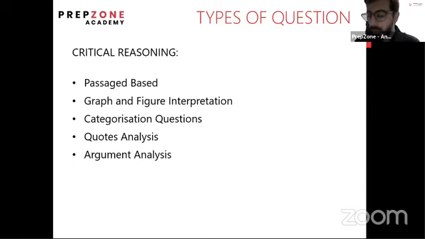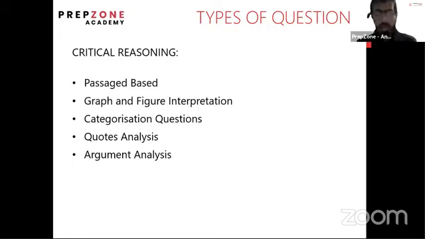Now, categorization questions. Categorization questions basically test your ability on identifying key features and sorting them into relevant categories. Okay. Quotes analysis is again a very different question that anybody has not seen these kinds of questions before in their lives. So be prepared for those questions as well. So in these you'll have to identify unique topics, what the author is referring to, or what the links are between the different quotes and all of those.